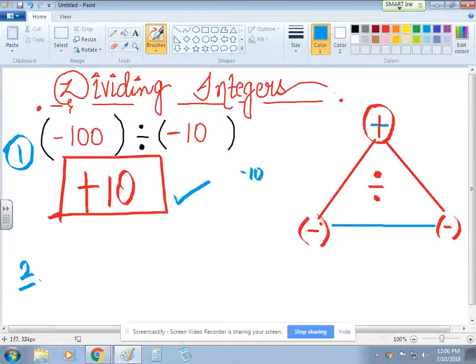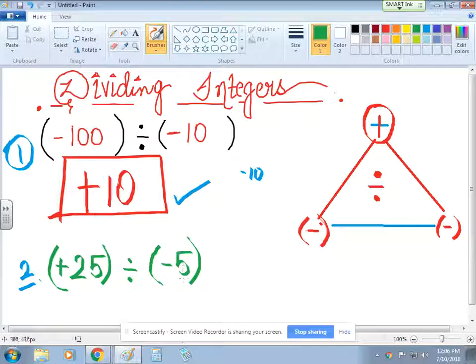Let us go to our second example now. And let us practice another problem. Let us say we have plus 25 and we are dividing it by negative 5. So this time, students, again, if we know our times tables well, we can really do the division easily. But also let us look at the sign because we want to have those half points for sign as well. So let us check. Plus divided by negative. Plus divided by negative. The third side gives me the answer. So that means my answer is going to be negative.